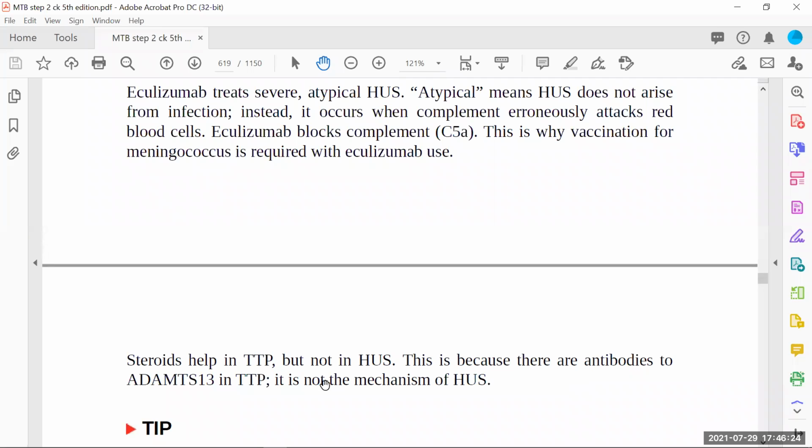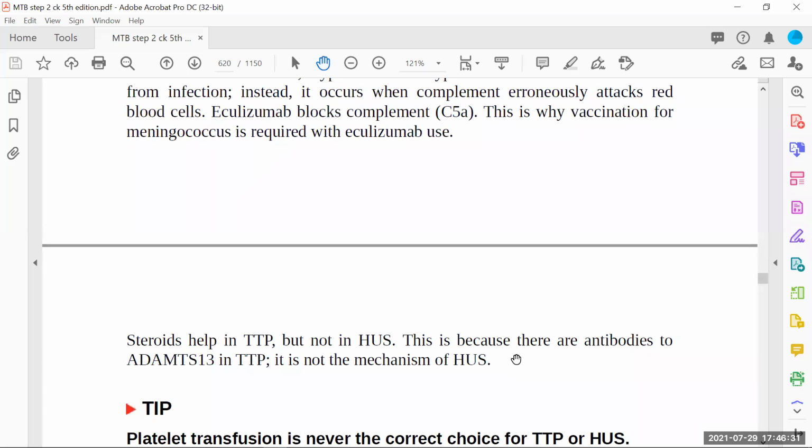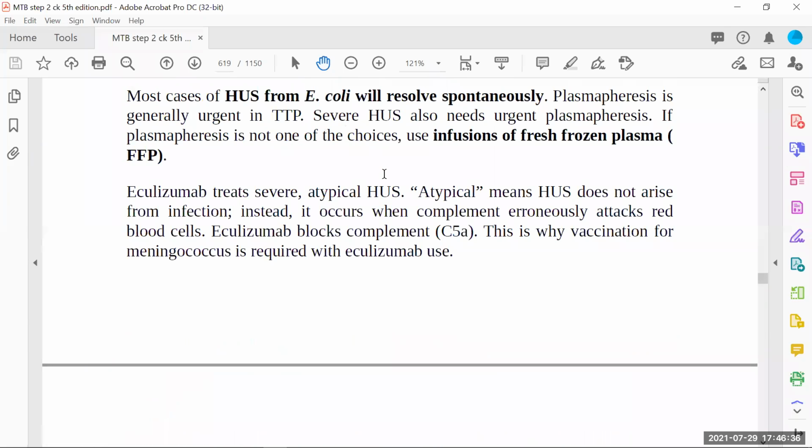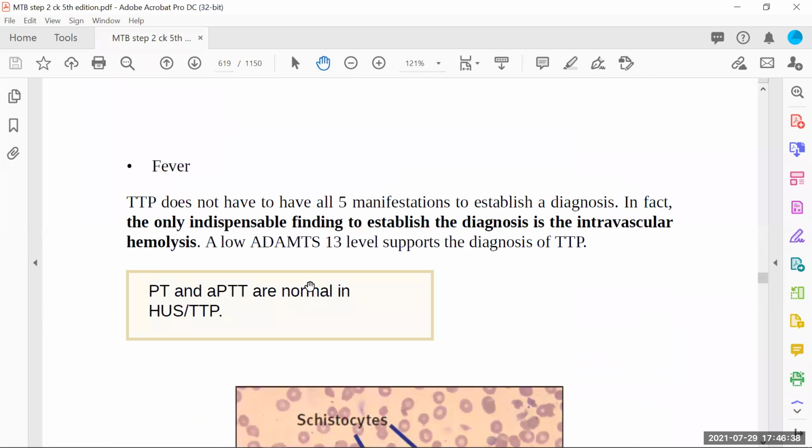This is because there are antibodies to ADAMTS13 in TTP. It is not the mechanism of HUS. So in TTP, again, we have covered that ADAMTS is the one. A low level of ADAMTS supports the diagnosis of TTP. This ADAMTS again is one of the complement proteins. It's actually the antibody complex which is low in TTP. So this will give you a clue. Whenever we have low levels of ADAMTS, we can say that must be the reason for TTP.